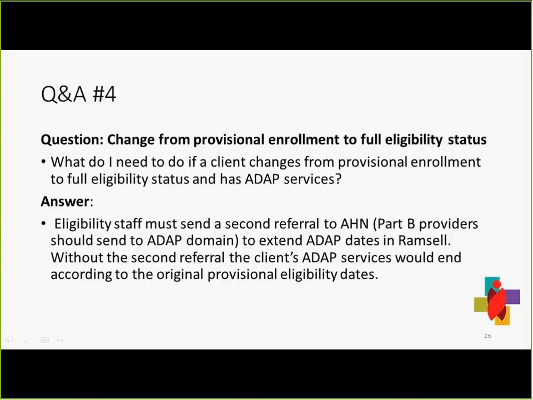In question number 4, what do I need to do if a client changes from provisional enrollment to full eligibility status and has ADAP services? The answer is, eligibility staff must send a second referral to AHN, or Access to Healthcare Network. The Part B provider should send that to the ADAP domain. This is to extend ADAP dates in the RAMZEL Pharmacy Benefit System. Without the second referral, the client's ADAP services would end according to the original provisional eligibility dates.